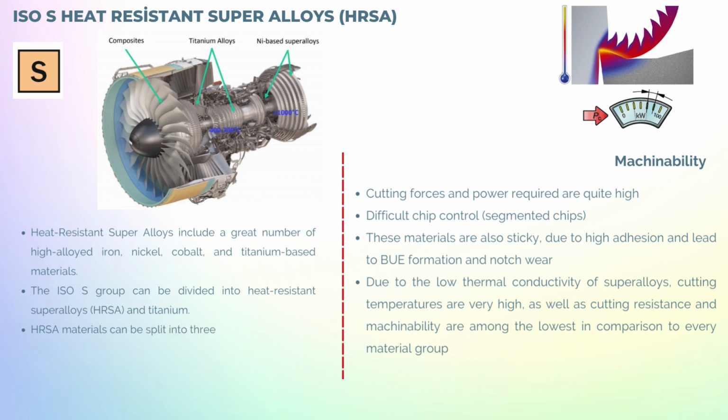The ISO S materials can be separated into three groups: nickel-based, iron-based, and cobalt-based alloys. Cutting forces and power required are quite high and chip control is difficult during the machining of these materials. Due to the low thermal conductivity of superalloys, cutting temperatures are very high, as well as cutting resistance, and machinability is among the lowest in comparison to every material group.